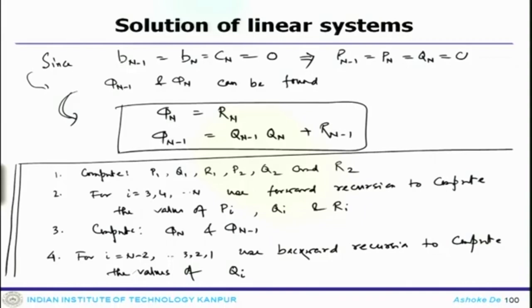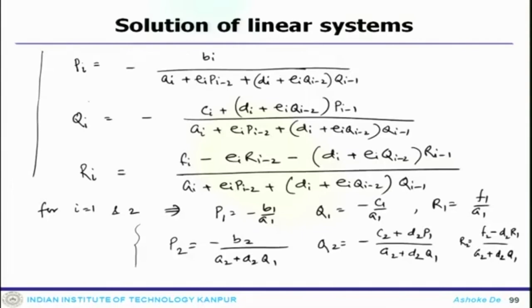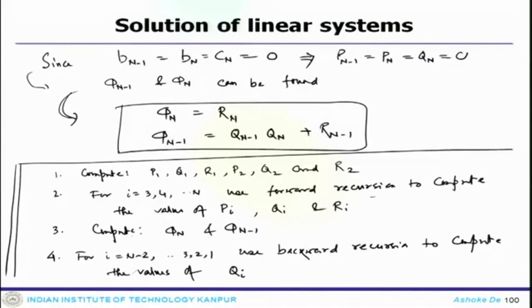So, first you obtain these specific ones, p 1, q 1, r 1, p 2, all these expressions, and then you go for the forward recursion. And once you go for the forward recursion, as we have obtained here, you obtain all these p I, q I, r I. Once you obtain all these, you calculate phi n and phi n minus 1 using this. And then finally, you go for the backward recursion to compute the values of phi I. So, this completes the algorithm for the pentadiagonal.